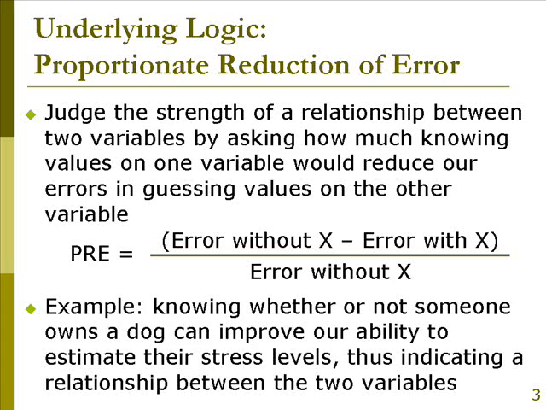Okay, so how does this work? Essentially what we're doing with these measures of association is trying to figure out how much the addition of information from one variable increases the chances of correctly predicting the value of another variable. That's what you see in the equation there. So we're judging the strength of a relationship between two variables by asking how much knowing values on one variable would reduce our errors in guessing values on the other variable. To put this in human terms, if we know whether or not someone owns a dog, we should be able to improve our ability to estimate their stress levels. And if we do that, it will indicate that there is an association between those two variables.